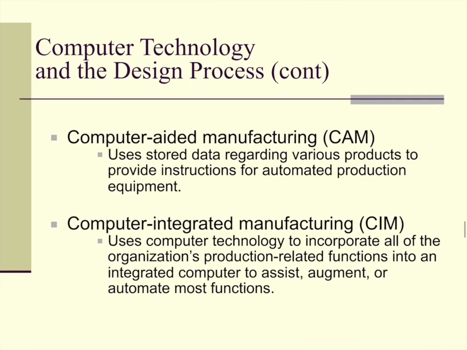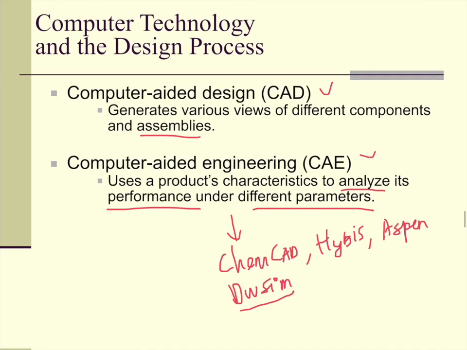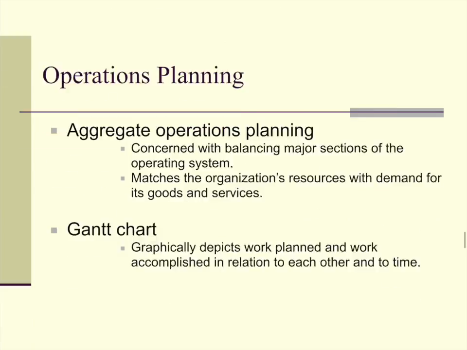And then the computer technology and the design process. We know about computer-aided manufacturing. That is for mechanical engineering, I think. And then computer integrated manufacturing, this is also for mechanical engineering, because it is talking about aided manufacturing and integrated manufacturing. So for chemical engineering, I want you to know about computer-aided engineering: ChemCAD, HYSYS, Aspen, and DWSIM, etc. There are many software.